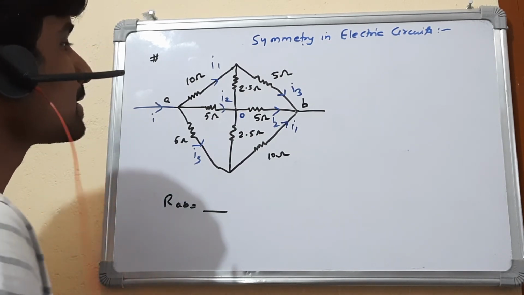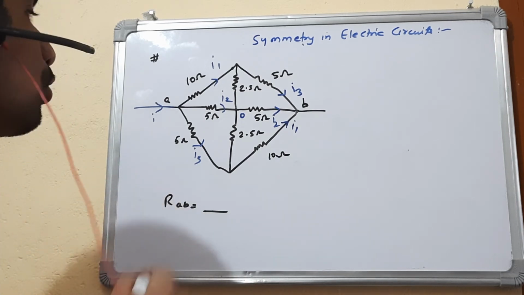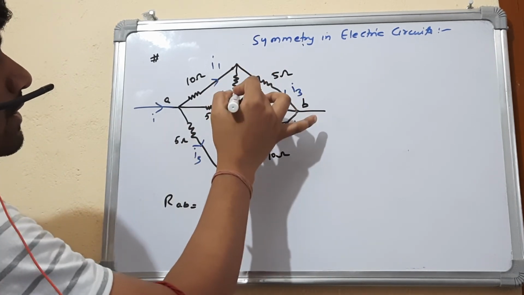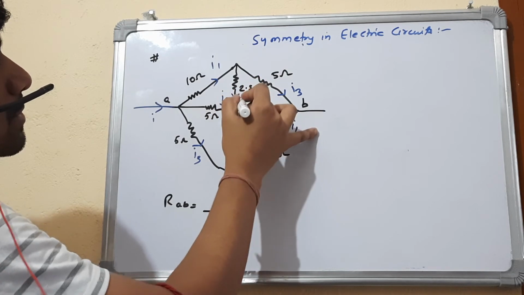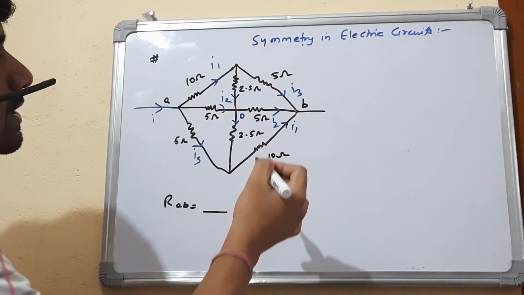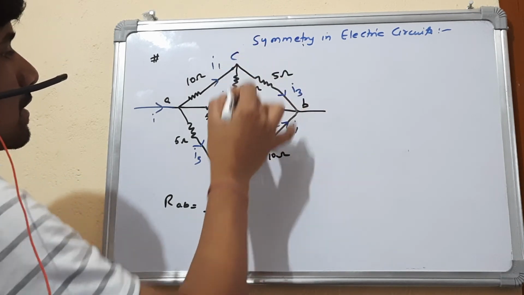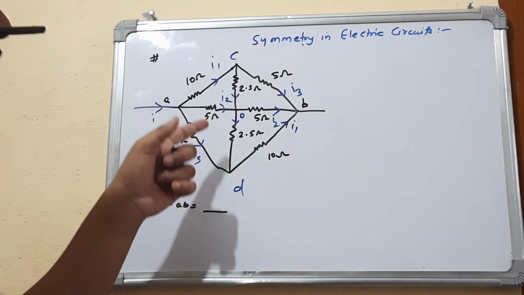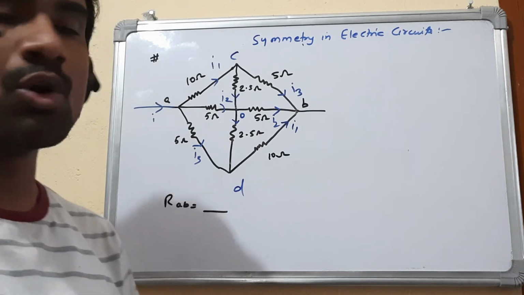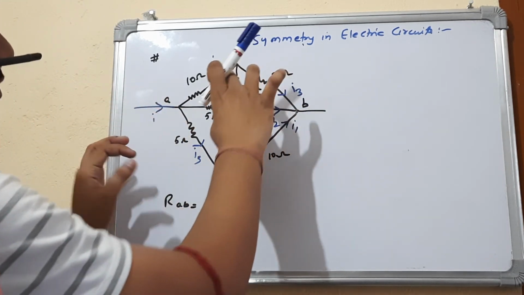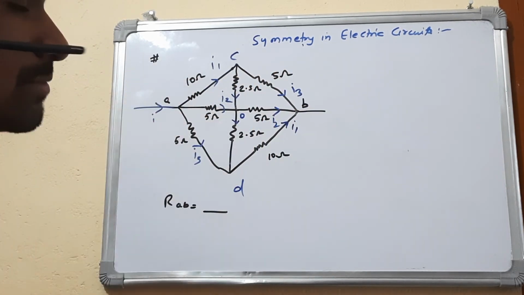Now if I apply KCL at O, whatever current is in this branch will be the same which is in this branch as well. Let me name them as maybe C and D. So whatever current is in CO will be the same which is through DO, because since these two are the same resistors also, the distribution will be the same.